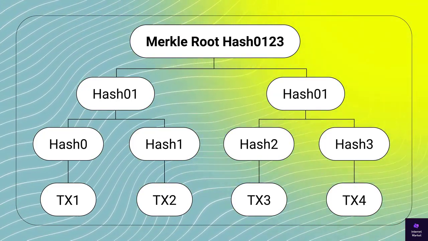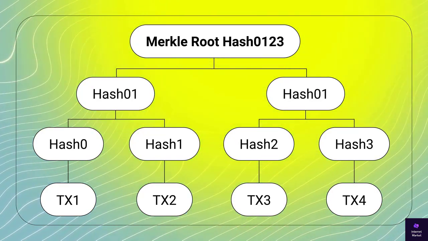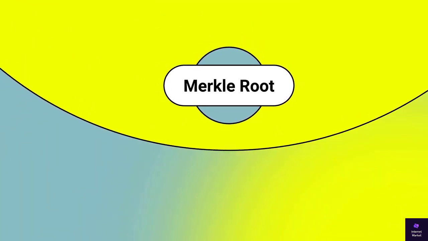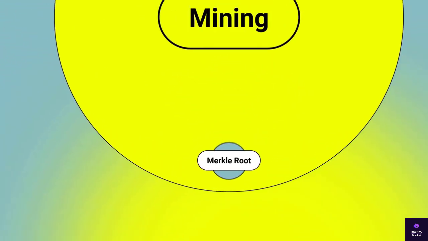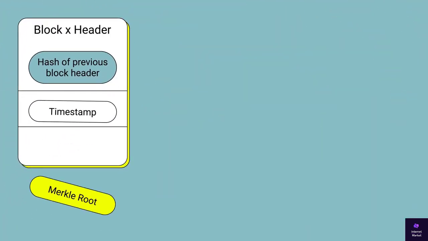The Merkle root. It's a cryptographic proof of block integrity, and its value is fixed in the block header. It sounds complicated, but calculating the Merkle root is a very small part of the mining process and doesn't require much processing power.